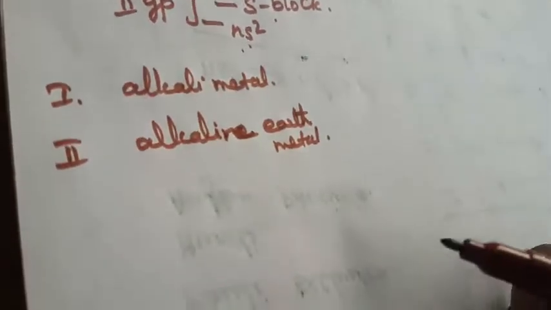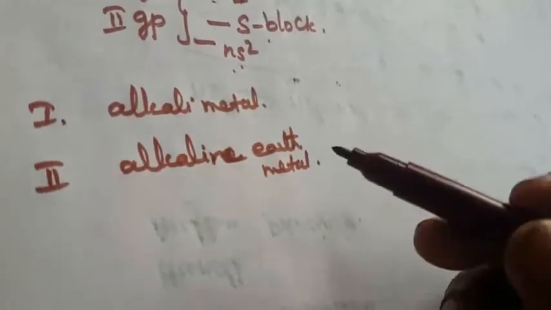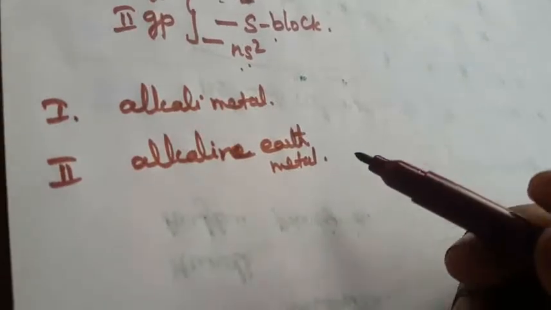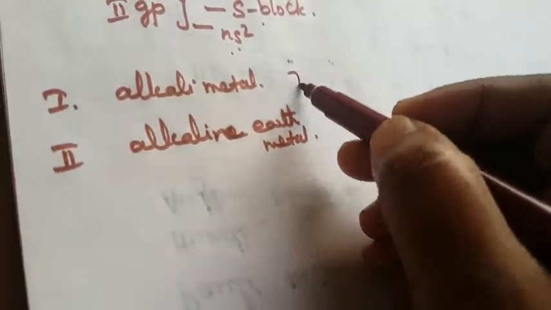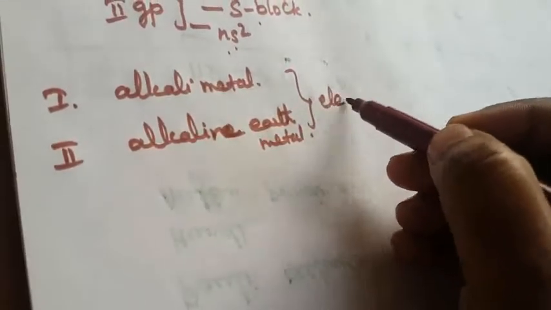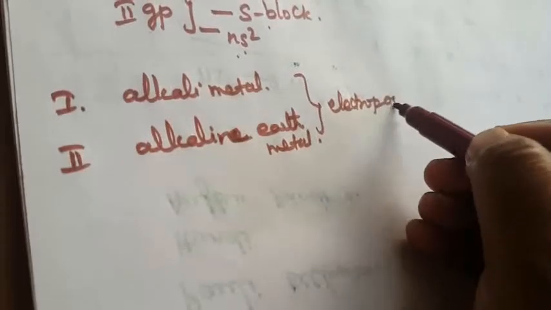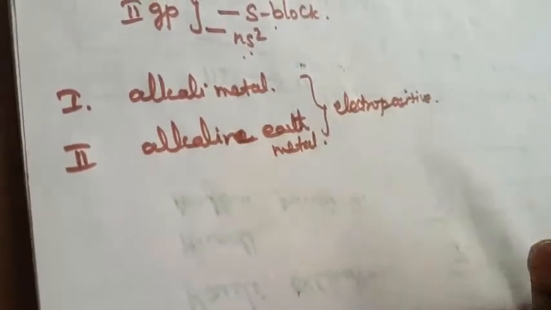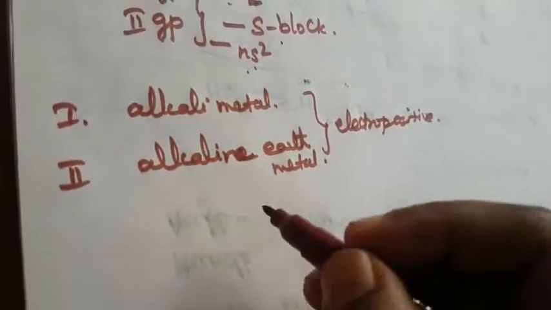What is ionization enthalpy, or ionization energy? We will study that later on. These are highly electropositive elements. What is meant by electropositive? They immediately donate one electron and become a positive ion. So what is the reason?